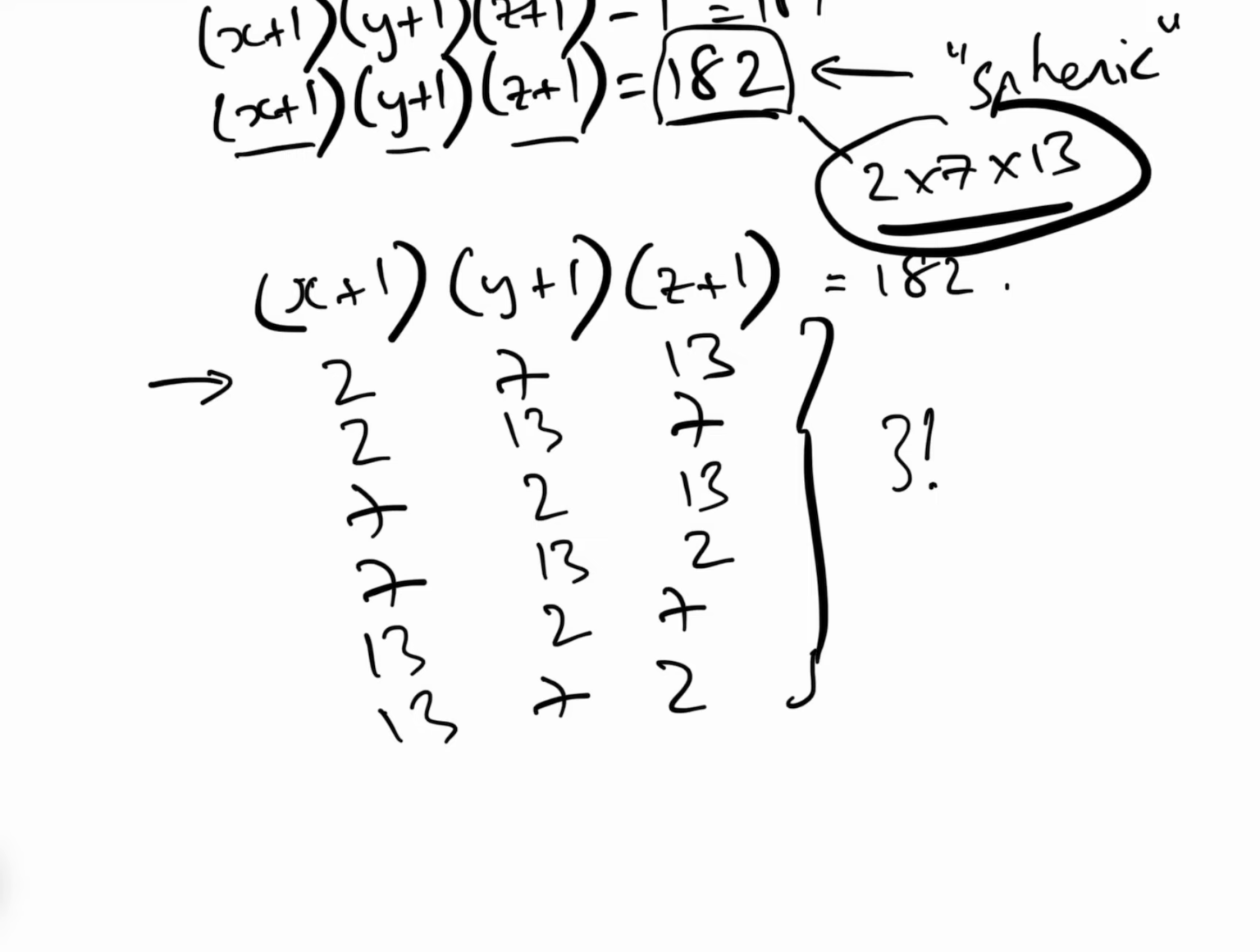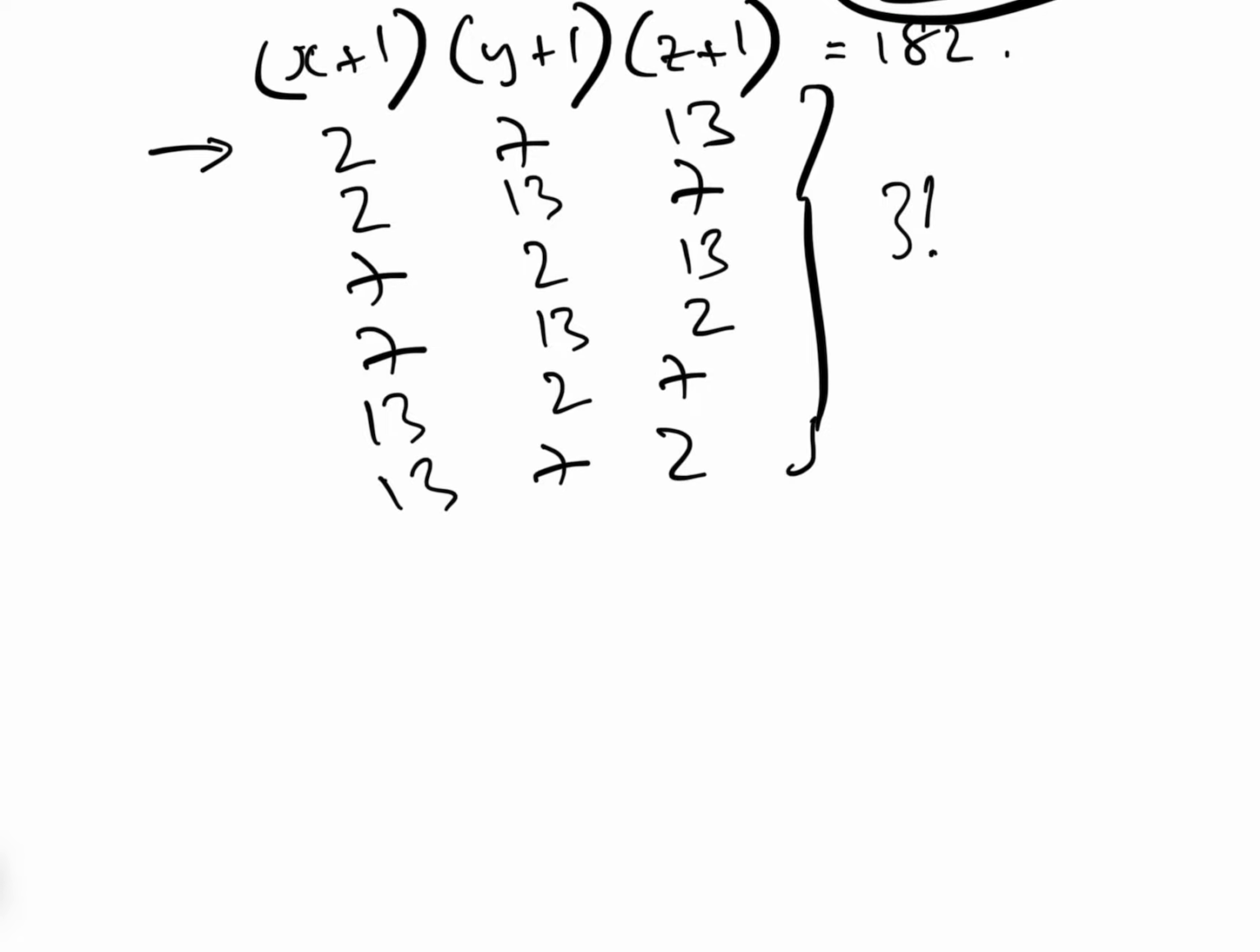So that's the easy bit started. But in actual fact, there are quite a few more, because we could have x plus 1 being 1, and therefore y plus 1 could be, for example, 2 times 7, and z plus 1 could be 13, and we can have 3 factorial permutations of that. It doesn't have to be x is 1, y is 14 and z is 13. We can permute that around.